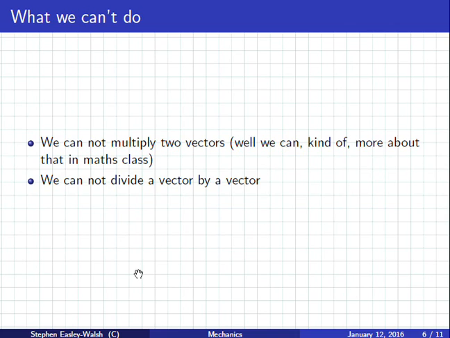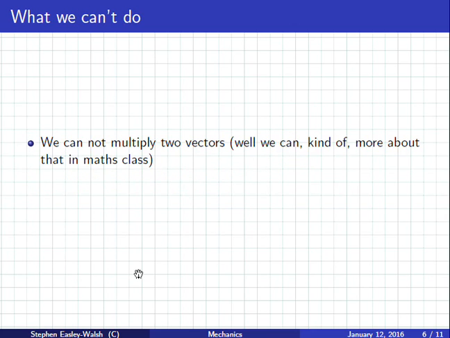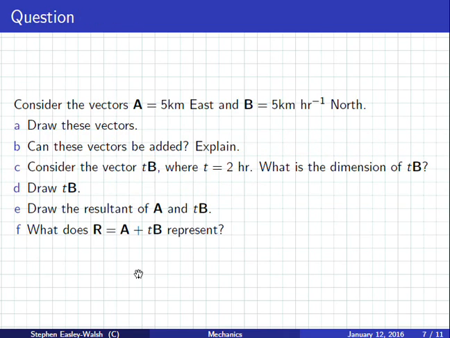Right, so of course we can add, subtract, multiply and divide scalars, like always, as normal. We can multiply or divide a vector by a scalar, so you can multiply a vector by 2 or multiply it by a half. That's like dividing by 2. We can add or subtract vectors. Now just to be clear, I showed you how to add, but you can also use that to subtract.